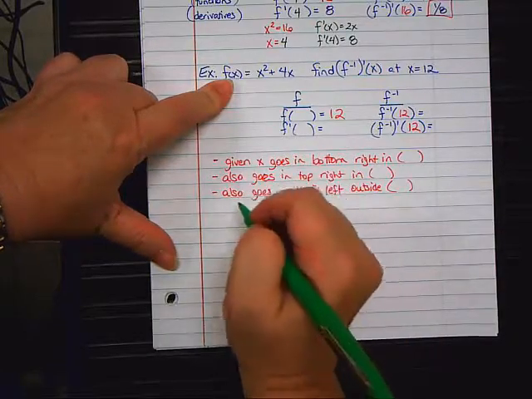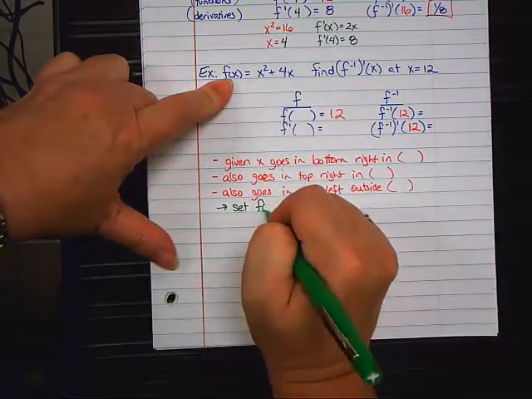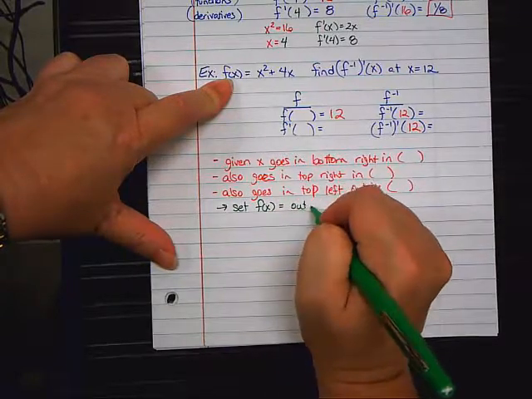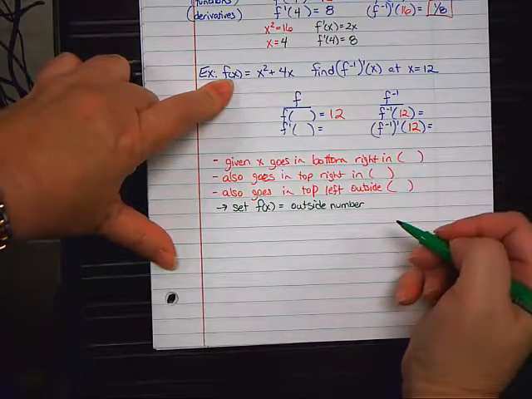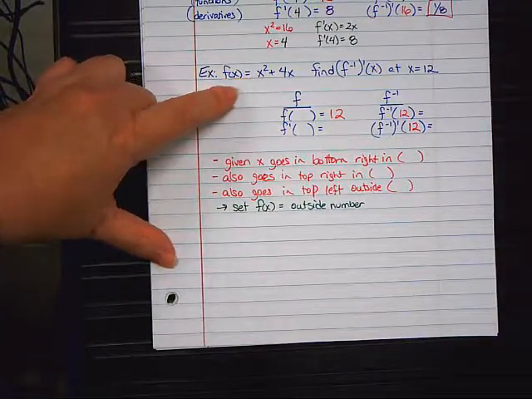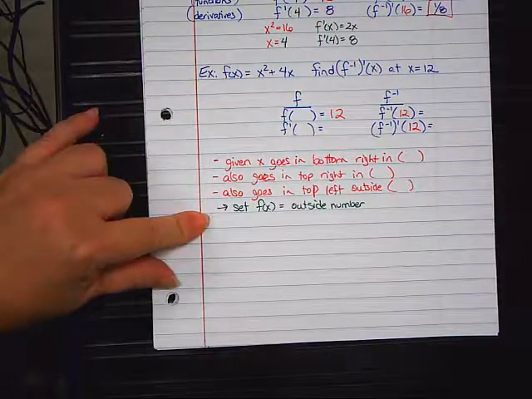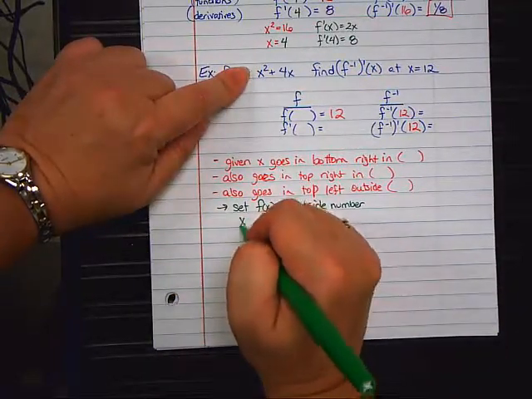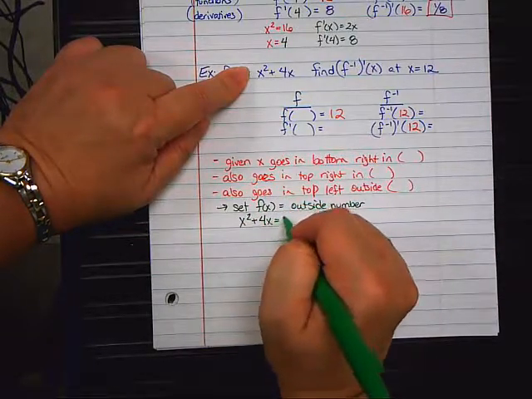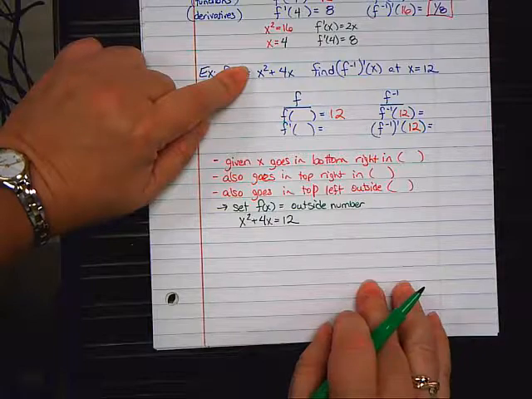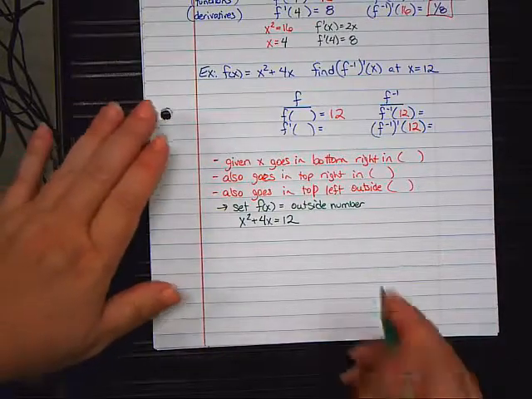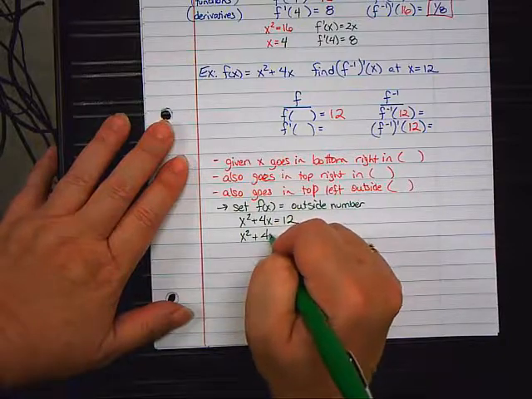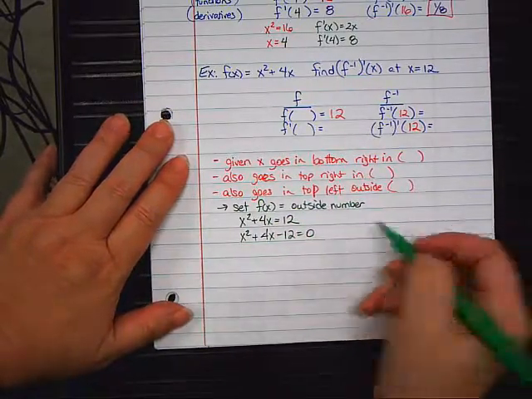Right. So we set f of x equal to the outside number. We don't plug it in. So every time I get to a stopping point, I'm changing colors, basically. So we take this function, x squared plus 4x, and we set it equal to 12. How do you solve that? It has to be set equal to what? 0. So x squared plus 4x minus 12 equals 0.